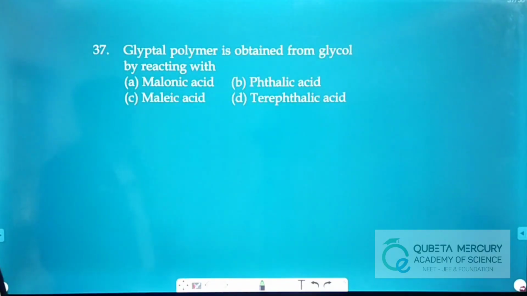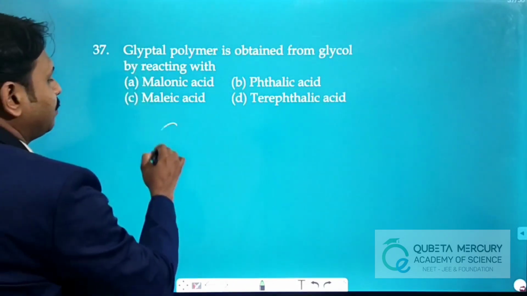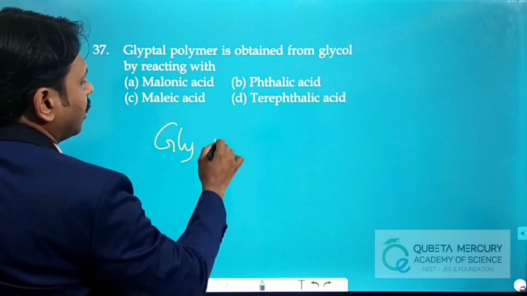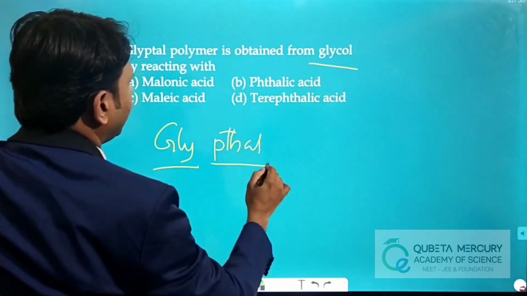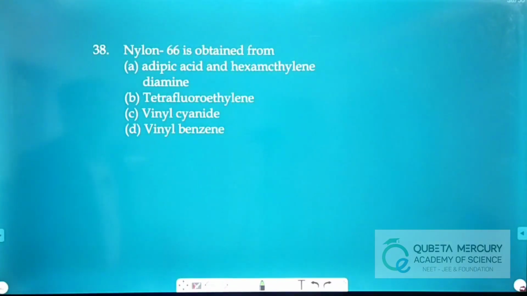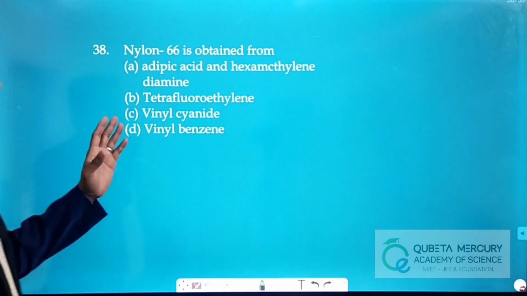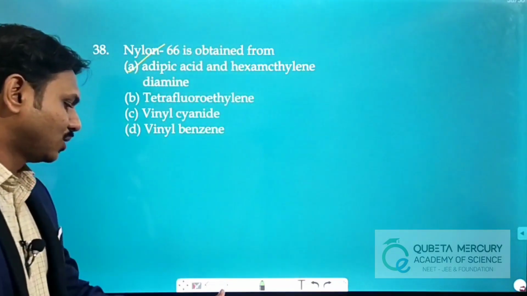Glyptal polymer is obtained from glycol by reacting it with phthalic acid. No worries. Moving on. Nylon 6,6 is obtained from adipic acid and hexamethylene diamine. Board exam question. Simple question. No more explanation is required.